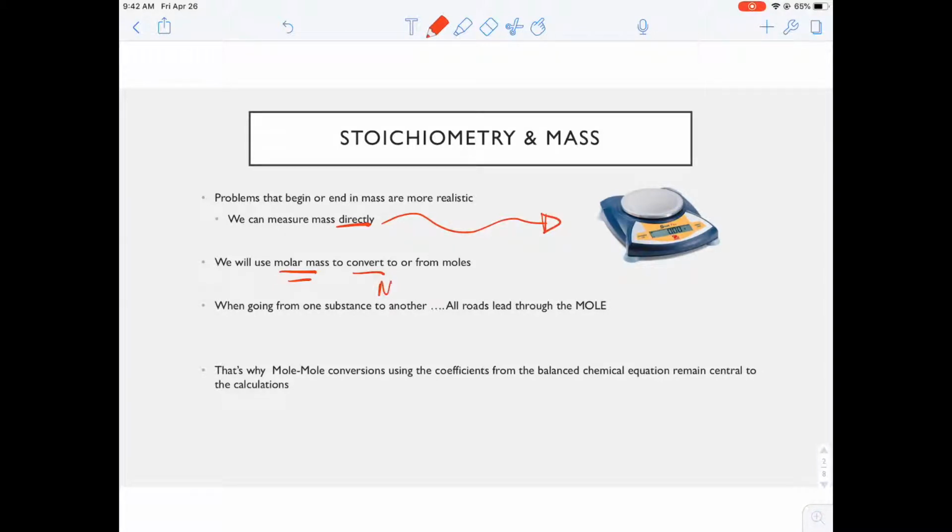So molar mass, again, is a number on the periodic table on the bottom, where we take this number to 2 places past the decimal. For compounds, you might need to add them up. We're going from one substance to another, so 2 different elements or compounds.